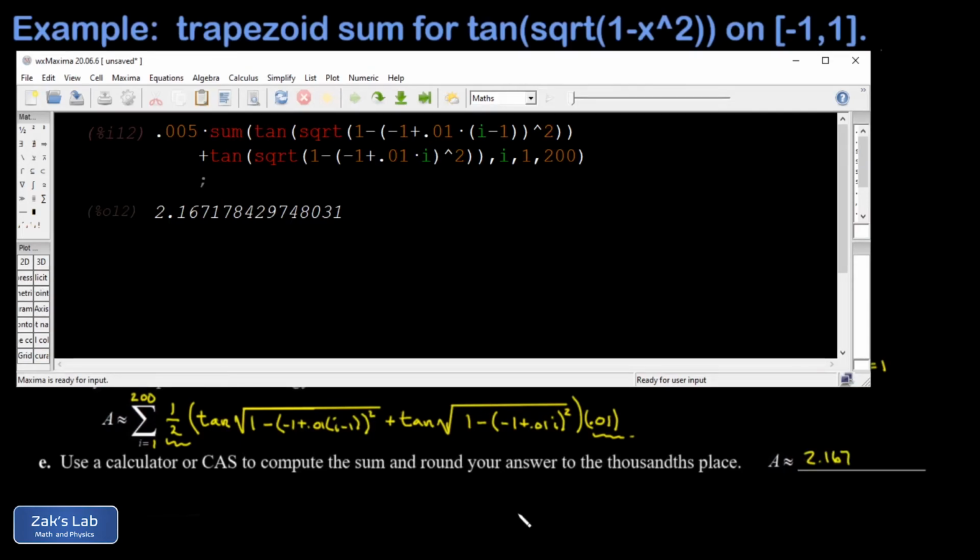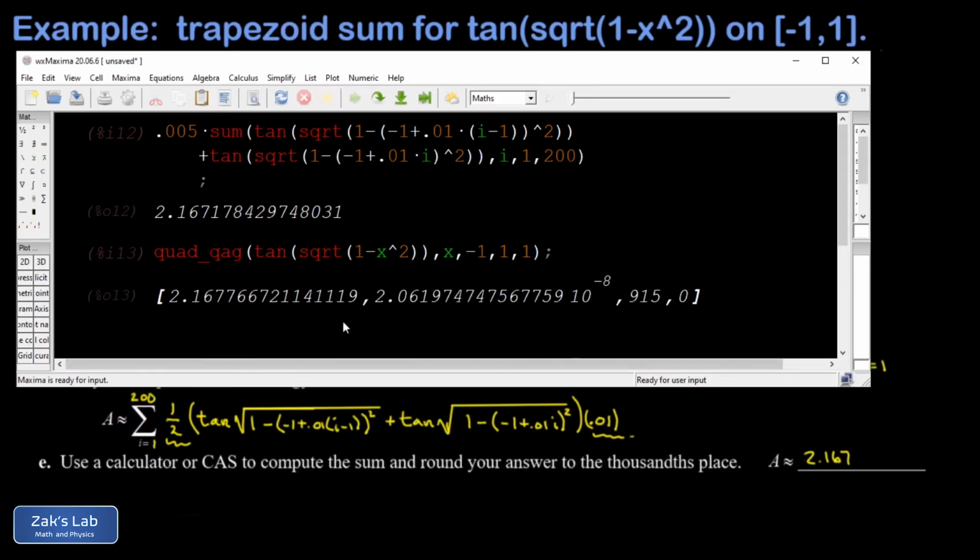And so we've answered the question, but I want to check my work with the built-in numerical integration algorithms in Maxima. To do this, we'll plug in our original integral and use the quad_qag command to do numerical integration on it. So what we're telling Maxima is, give me the numerical integral with respect to x on the given interval -1 to 1. But there's one more thing we have to specify, and it's the algorithm number to use for quad_qag, and any number between 1 and 6 is perfectly fine for our purposes. And I hit Shift-Enter. And the first argument there, 2.1677 and so on, that's the numerical approximation given by Maxima.